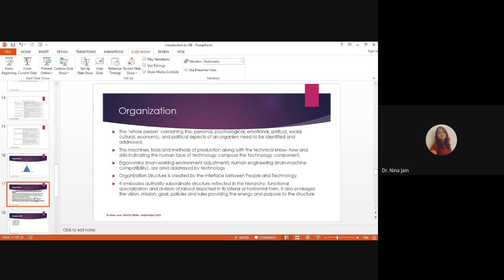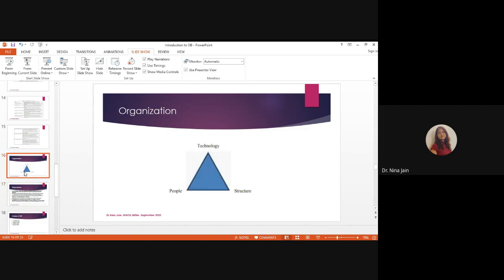That means the job descriptions: which function has to be done at which hierarchy level, who is the person who can do this, and what the mission, vision, goals, policies, and rules of the organization are which that person has to follow. All these things come in the organization structure. So if there's a question about who are all the parts of the organization and organizational behavior, we have to give this concept. Okay.